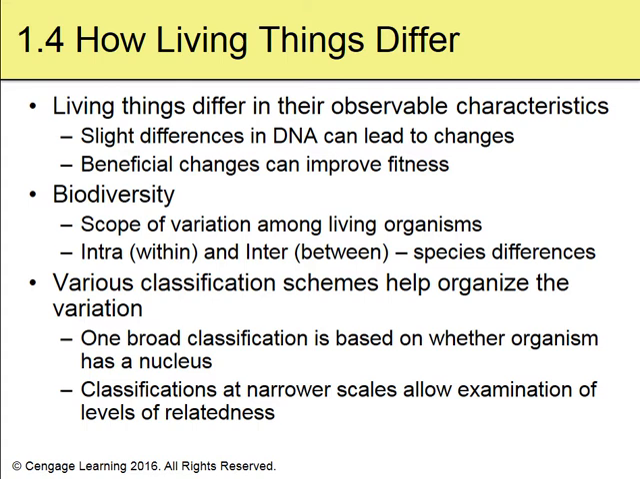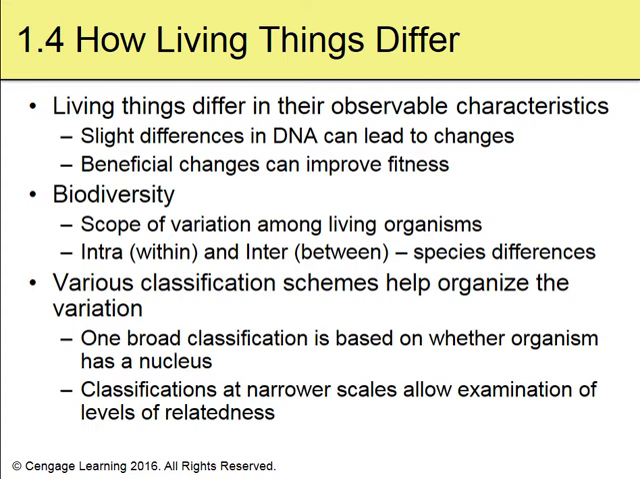So how do we kind of encompass this? How do we get our heads wrapped around it? We use different classification schemes to organize that idea of biodiversity, that variation. And so we do this at different levels, and one of the biggest levels is looking at the cells. Do they have a nucleus or not? We'll look at that again in just a sec.